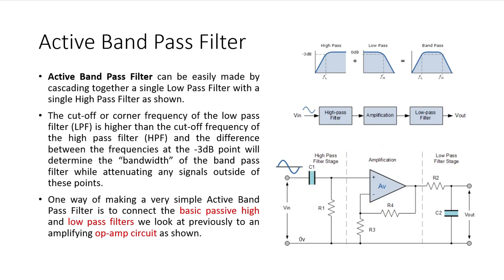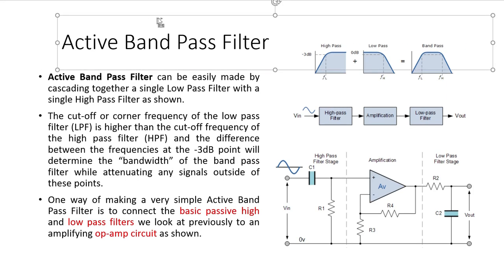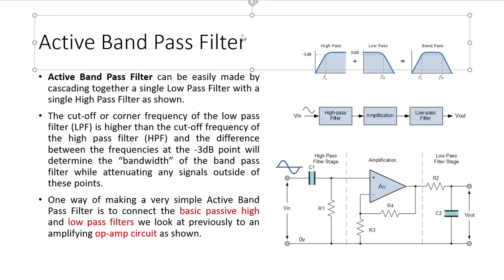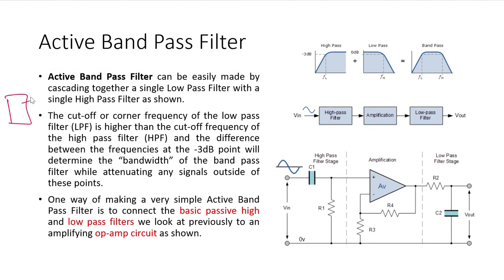Now the active band pass filter. Active band pass filter is a bit different from the filters that we studied so far. In previous filters, we introduced the amplifier at the output. So we had a circuit, and then we had an amplifier on the output of it.